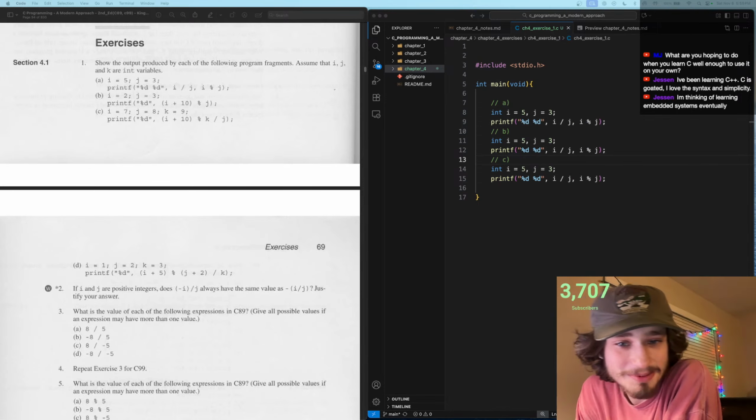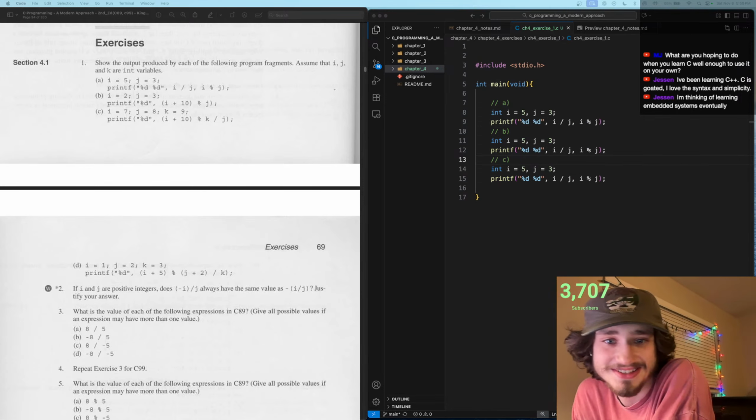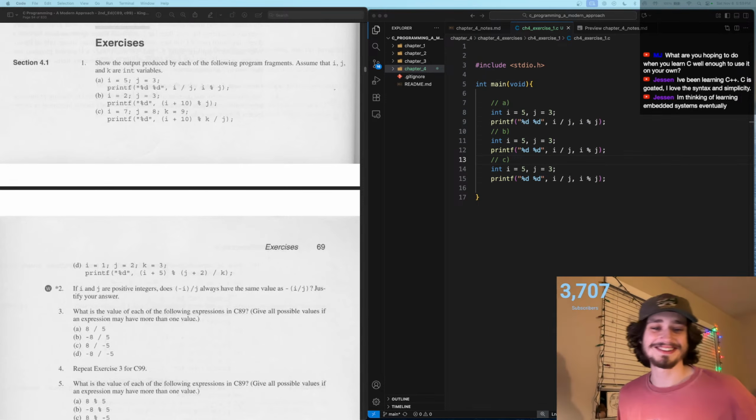Hey, Jessen, I've been learning C++. C is goated. I love the syntax and simplicity. I'm thinking of learning embedded systems eventually. Nice, Jessen. I appreciate you coming in. It's great to hear from you again, my boy. Welcome back. How you been doing? What else have you been working on? Hey, and you too, MJ. What have you been working on?